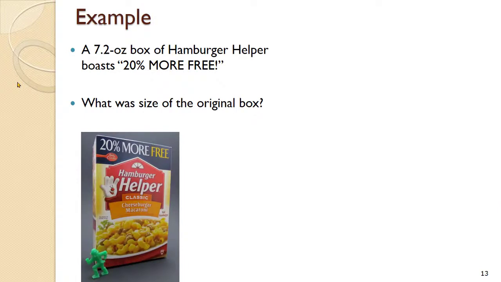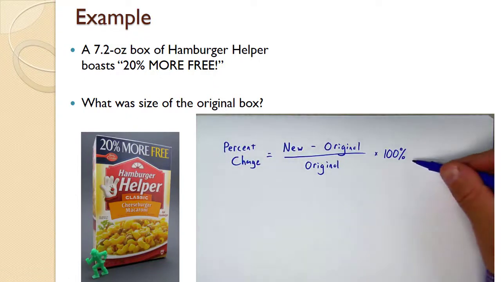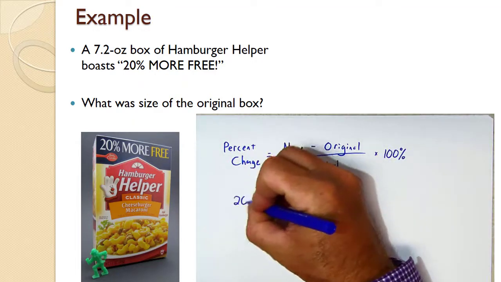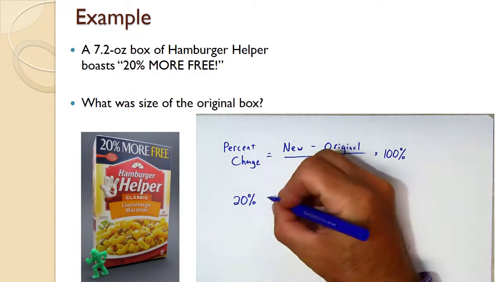Okay, let's take a look at what is kind of a tricky problem. There's a box of Hamburger Helper here that says 20% more free, and this is a 7.2 ounce box. And so the question is, what was the size of the original box? Well, this is a percent change problem, and so we can use our formula we were just given. Our percent change in this case, we were told that it is 20% more, and since it's an increase, we're going to leave that being positive.